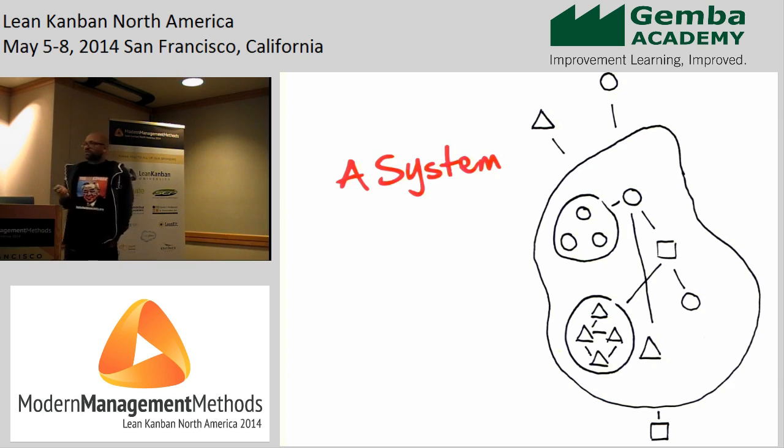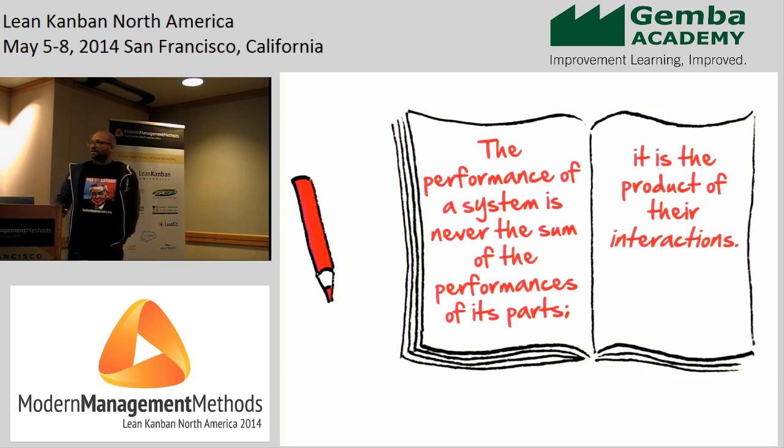Now, what's really important is that Ackoff says the performance of a system is never the sum of the performances of its parts. It is the product of the interactions. And this is really, really important. As soon as you have thought about this, you will see this everywhere. When I read Ackoff, I saw systems everywhere, and I saw interactions everywhere. And I see many systems where the kind of interactions hinders the performance of the system.